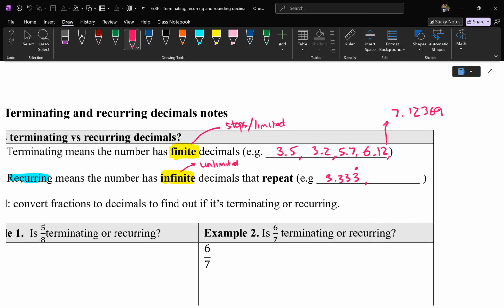What's another recurring decimal that you can come up with? Let's go with Hamish. 6.6666. Yes. And again, I can put a dot on the 6. I want to use a bar this time. So we're using examples where it has dots, but I want one where you use a bar. Can you come up with one that we can use a bar?